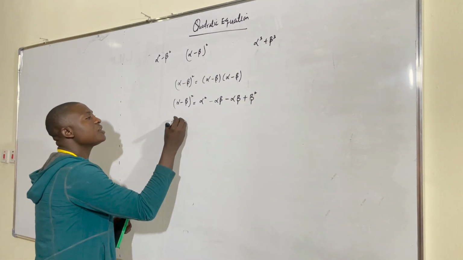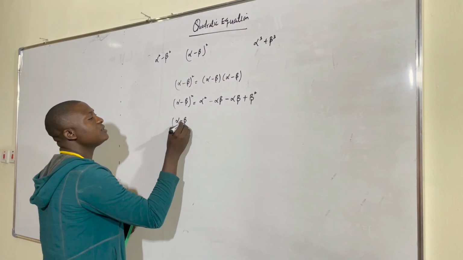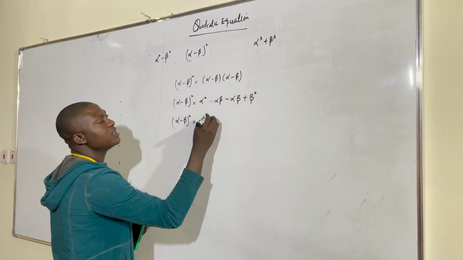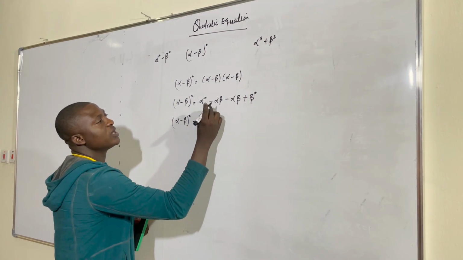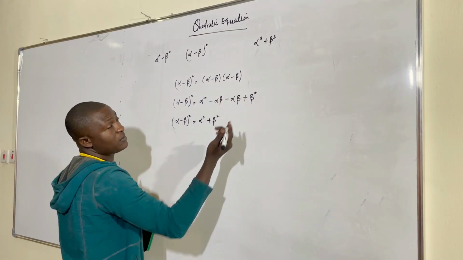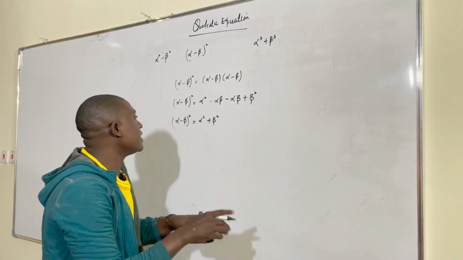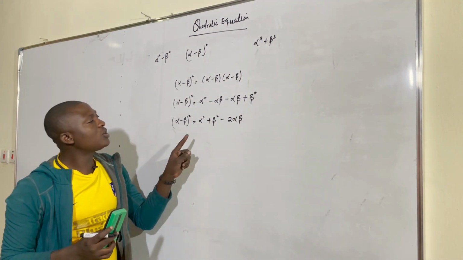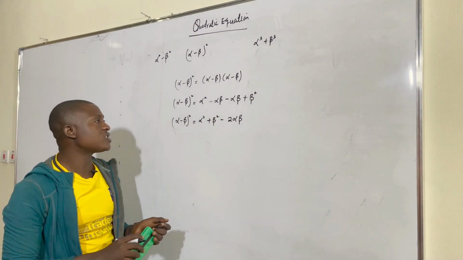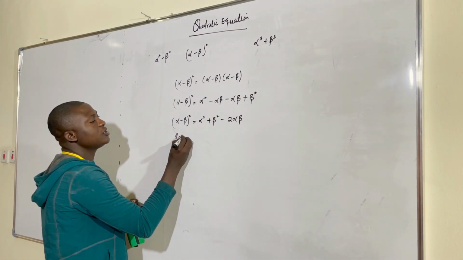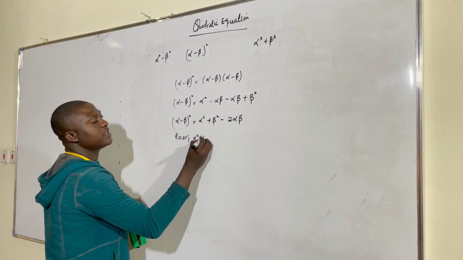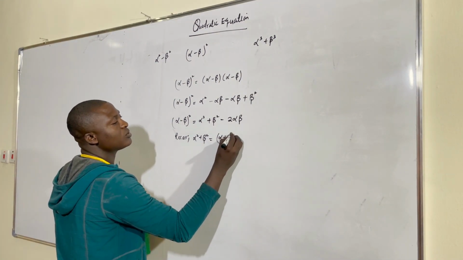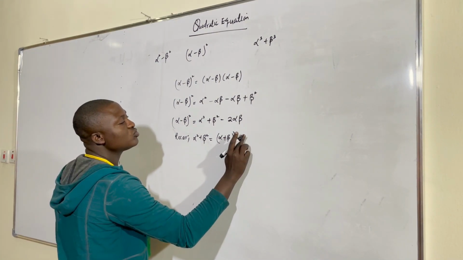So now here I can have alpha minus beta all squared is equal to, let's arrange this one, alpha squared plus beta squared minus alpha beta minus alpha beta. It's like you are adding the two terms together, which gives us minus 2 alpha beta. Now, recall that we have gotten a formula for alpha squared plus beta squared. What did we get earlier? We got alpha plus beta all square minus 2 alpha beta.